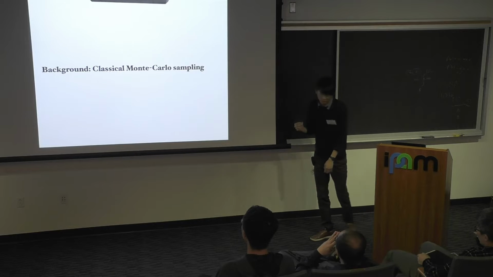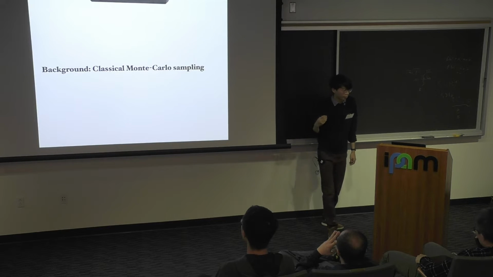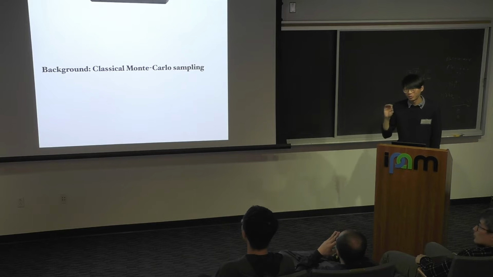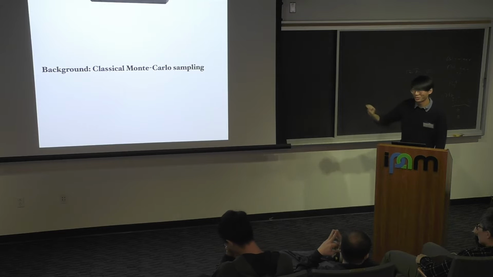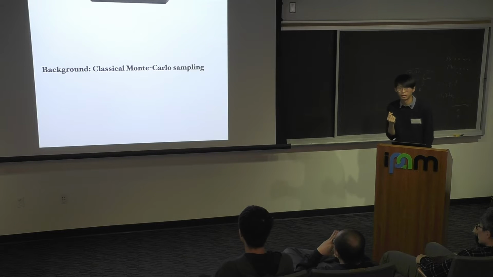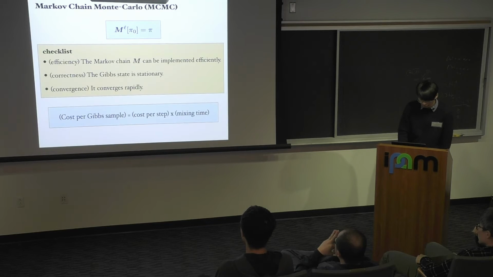So to make this analogy, I'll just start with some very quick background on classical Monte Carlo. How many of you have taken a course on Markov chains? OK, so this should be a very quick review. I just want to highlight some of the key ideas, so then we can see how they transfer to the quantum case.